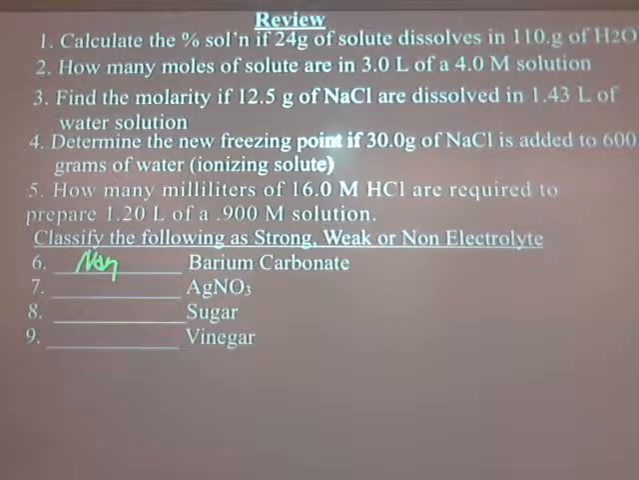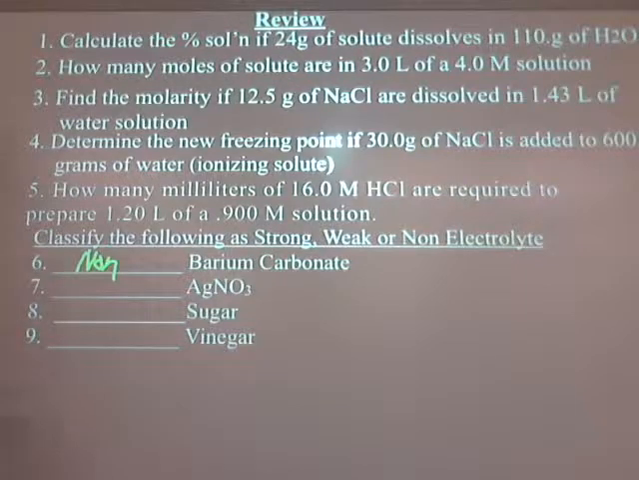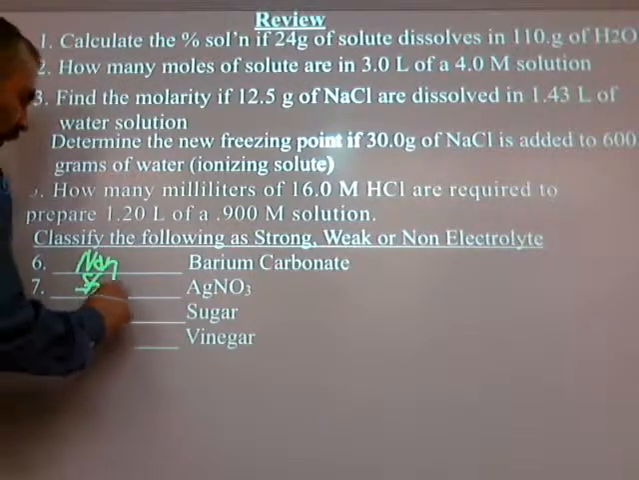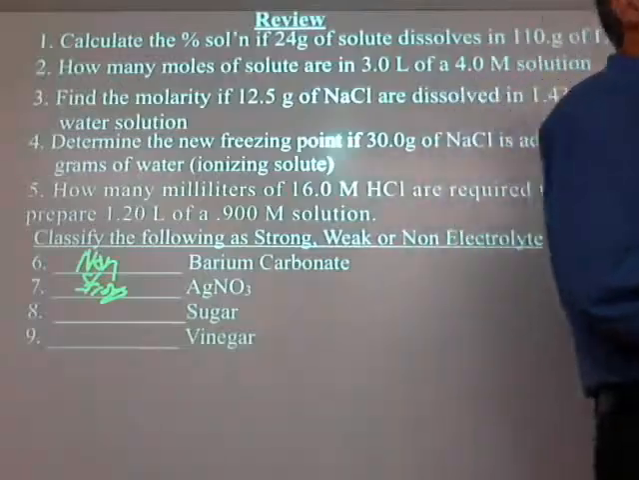Because it doesn't dissolve. Since if I look him up on that same sheet I got to use later on anyway, if he doesn't dissolve, he's not an electrolyte. Silver nitrate is an ionic compound on that sheet, and he does dissolve, so I would call him a strong electrolyte.